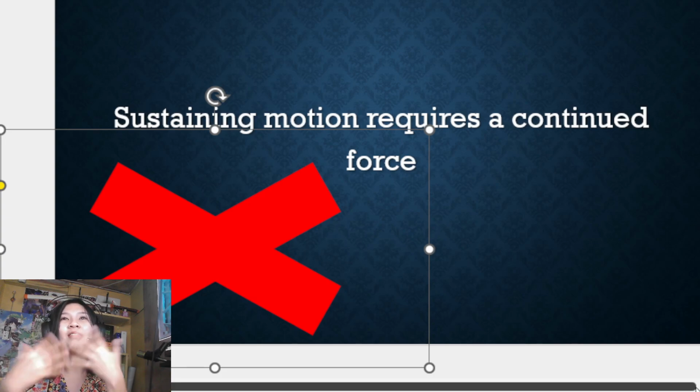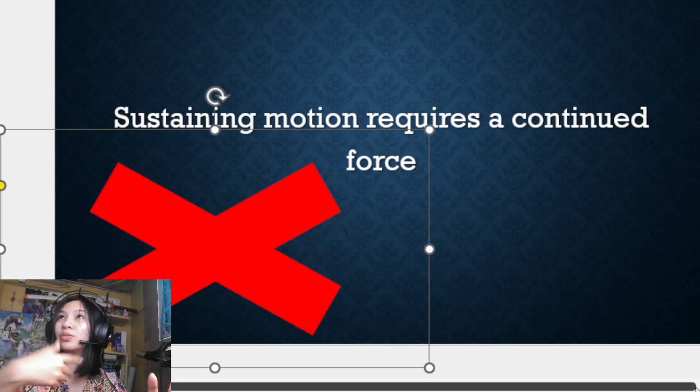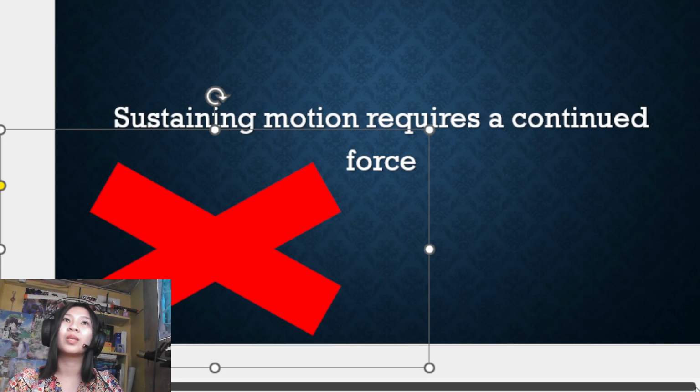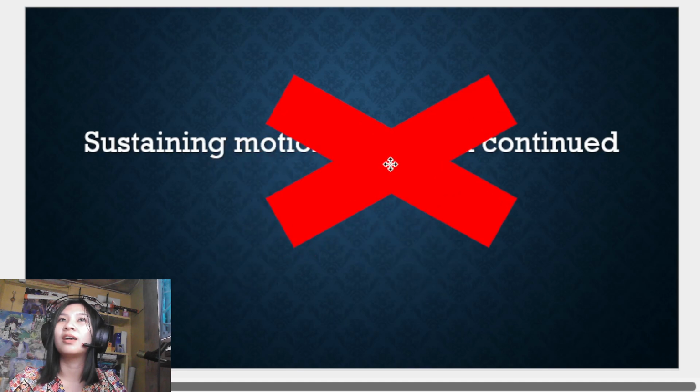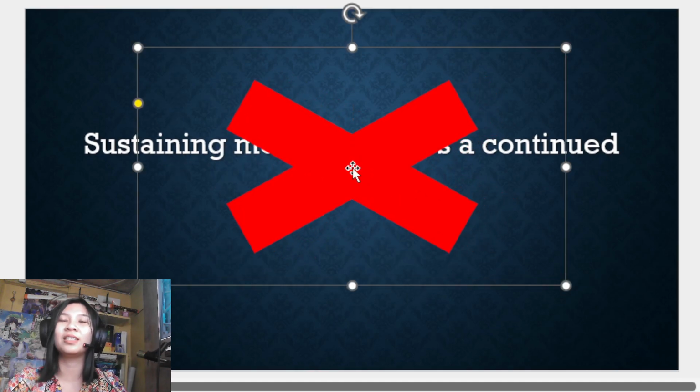So kunwari, sa atong makitan karon na once i-push niyo, mag-move ang isa ka ball. Then, after a while, you need to push it again para mag-continue ang iyahang motion. So, mao nang gina-think sa mga tao that to sustain a motion, you will need a continued force. Hatagan nimo siya continuous na force. But that is actually incorrect. No? Incorrect na siya, or it is actually a misconception.